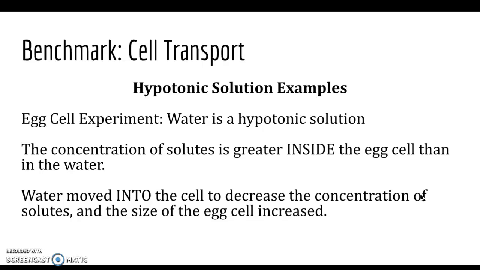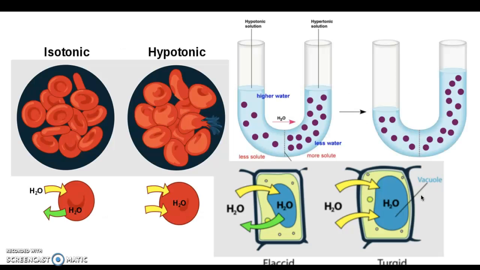We're going to use our egg cell experiment as an example, so think back to our experiment as you're going through this. Our tap water, which we saw was dyed either blue or green, is a hypotonic solution, which means that the concentration of solutes is greater inside the egg cell than outside. We saw that when our cell was in a hypotonic solution, water moved into the cell to decrease the concentration of solutes, and as a result, our egg cell increased in size.